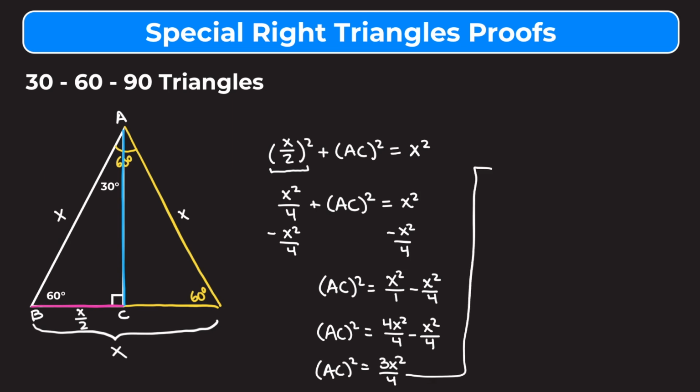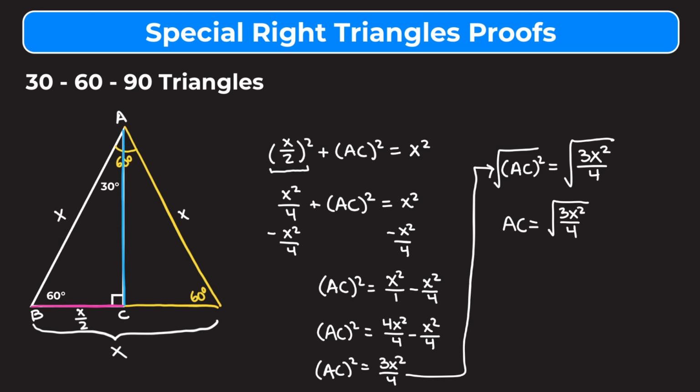And let's just bring this up here. So let me just rewrite this up here. So you have AC squared equals 3x squared over 4. And now to get AC by itself, we need to take the square root of both sides of our equation. On the left, we are left with AC, which is what we want. And on the right, we have the square root of 3x squared over 4.